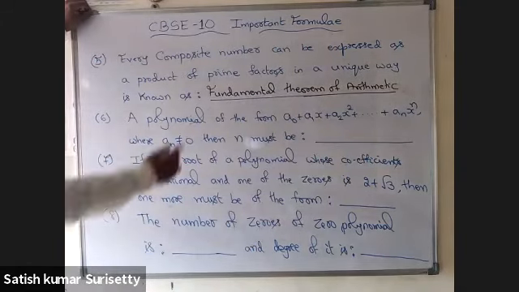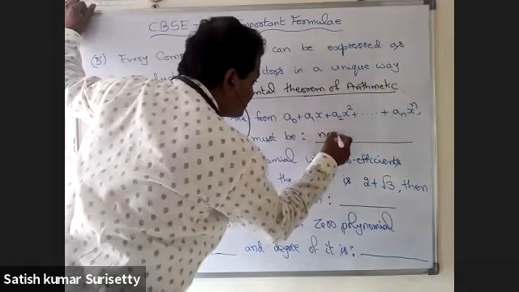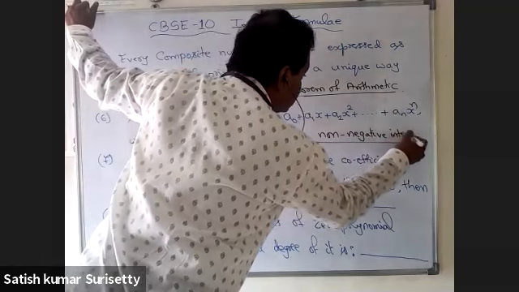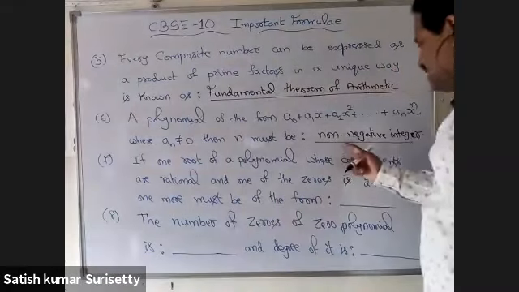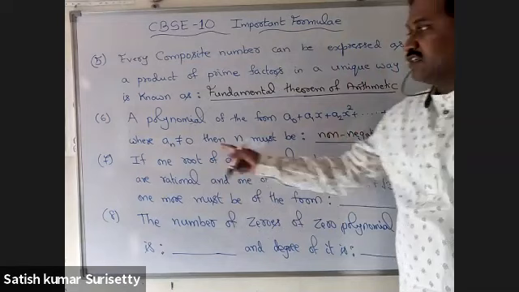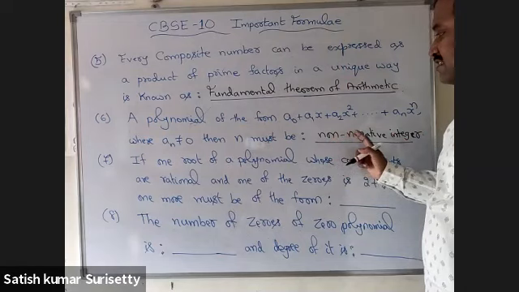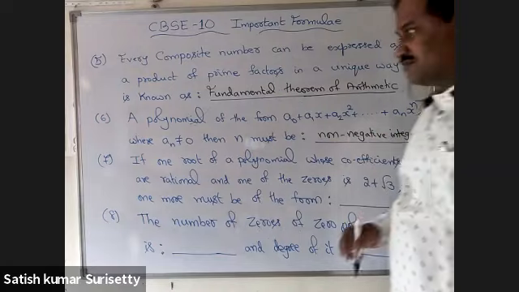Sixth one. A polynomial of the form a0 plus a1x plus a2x square and so on, anx power n, where an not equal to 0, then n must be a non-negative integer. Here, non-negative integer means it can take the value 0 also, that is 0 onwards all positive integers, because positive integers means 0 is not included. That's why you need to write non-negative integer.